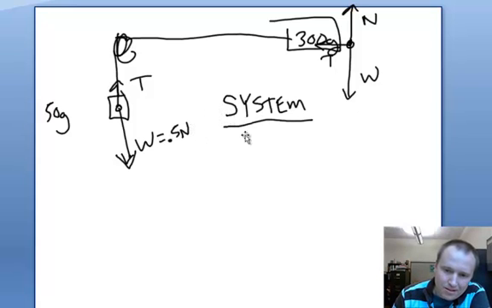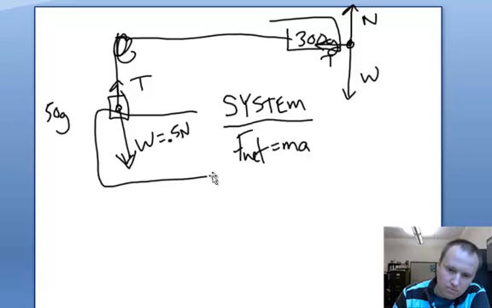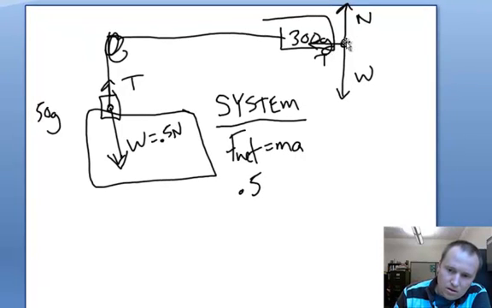If I think about my system, and I think about F net equals ma, for my system, the only thing that's accelerating my system is this weight force. This guy over here, his weight isn't accelerating anything. His normal force isn't accelerating anything. It's just this guy's weight over here, that's the piece accelerating it.